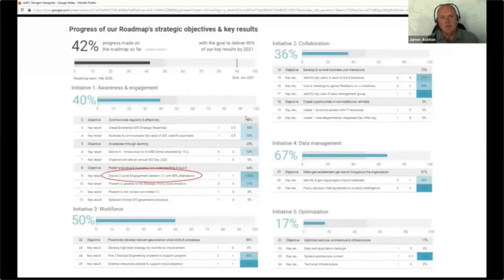And now we use a data-driven spreadsheet that produces reports like this. So if we see the red circle there, that was our main objective, to foster executive and business unit understanding and buy-in. And we have a number of key results under that we're working towards achieving. And as I work with my team to try and achieve some of these specific key results, we get a better score on our overall enterprise roadmap.